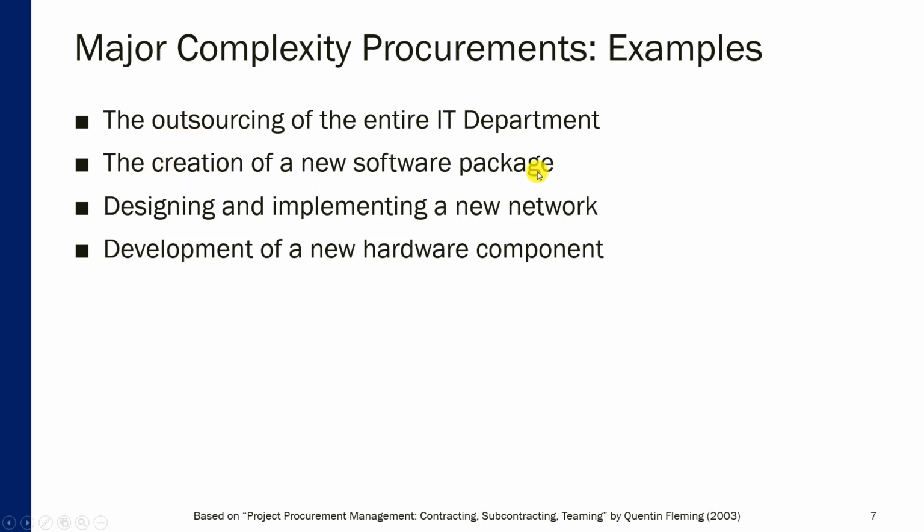The creation of a new software package, especially if we're talking about a large enterprise level package, that's also something that is complex and unique. Designing and implementing a new network for the entire organization is also a unique, complex project, or developing a new, unique hardware component for the organization, maybe some kind of security solution or some kind of custom server that does the processing needed by the organization, can also be placed into the major complexity procurements category.